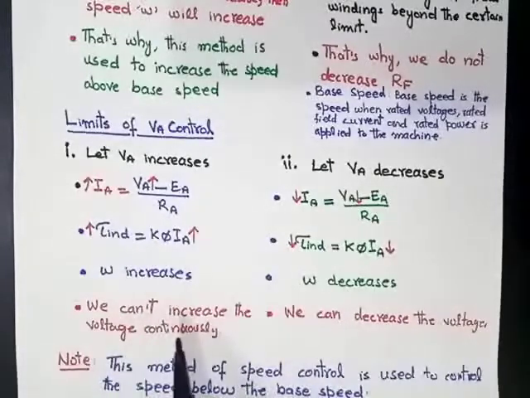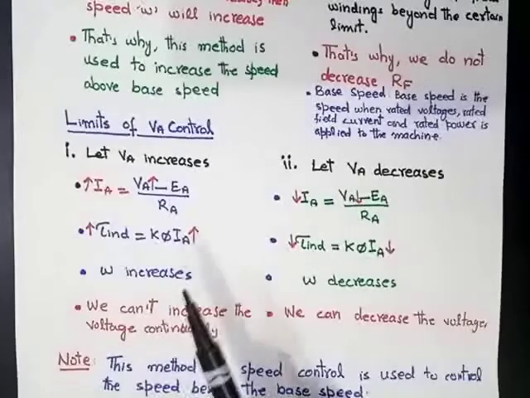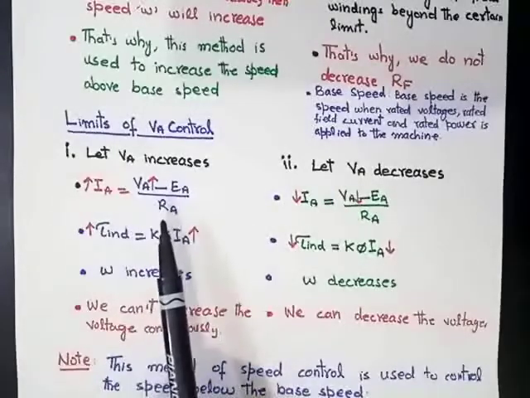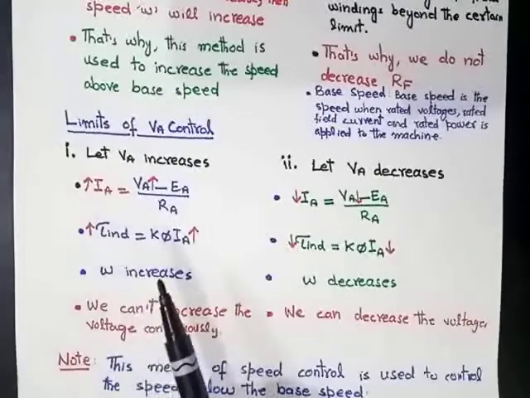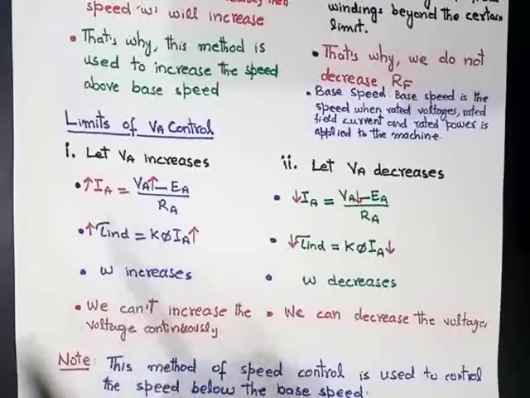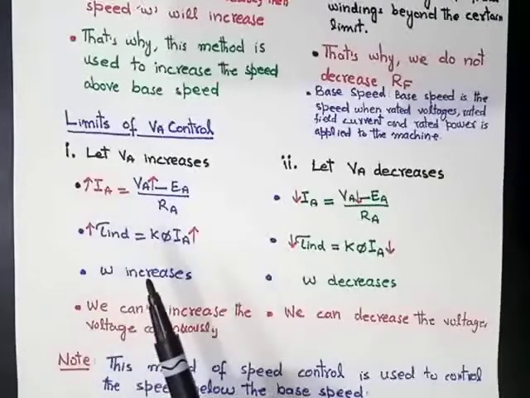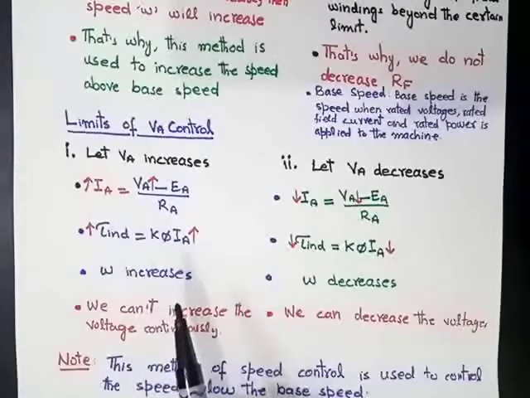So, we can't increase the voltage continuously because the insulation of the winding can be damaged. There is a maximum limit of the voltage. We can't increase the armature voltage continuously. When the voltage increases beyond a certain limit or beyond the rated voltage, the insulation of the winding can be damaged. That's why we normally decrease the voltage.